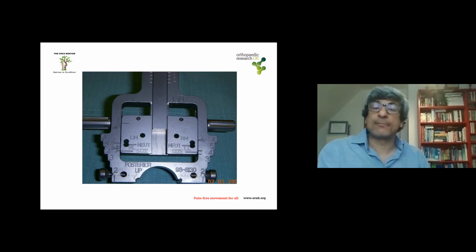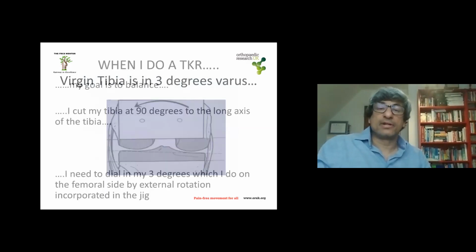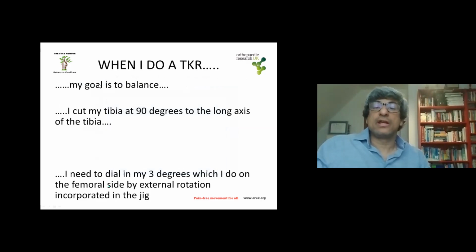So I'll just recap for you. You tell the examiner that the normal virgin tibia is in 3 degrees of varus. Then tell the examiner that my goal is to balance my flexion and extension gaps when I do my knee replacement. I cut my tibia at 90 degrees to the long axis of the tibia, and hence to balance my flexion gap, I need that difference, that is the 3 degrees. Remember, there was 3 degrees of varus. I need to dial that in, and I dial that in on the femoral side.